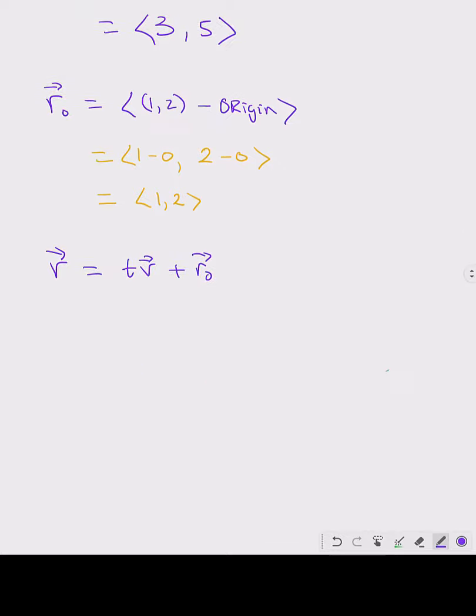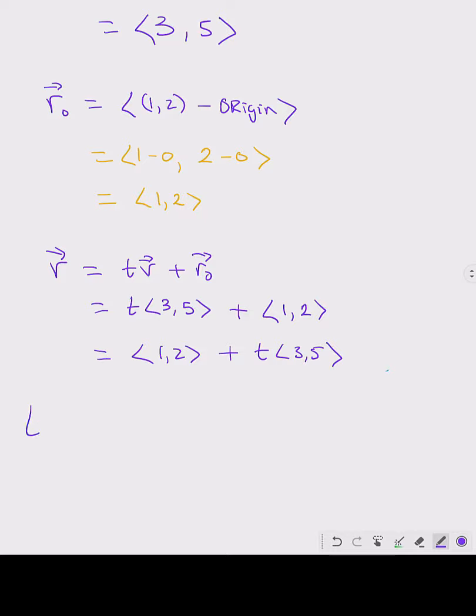I like writing it that way versus the other way that the book writes it. And so t times v was 3, comma, 5, and plus r, which is r initial, which is 1, comma, 2. You could write it the other way, of course, which is 1, comma, 2, plus t times 3, comma, 5.